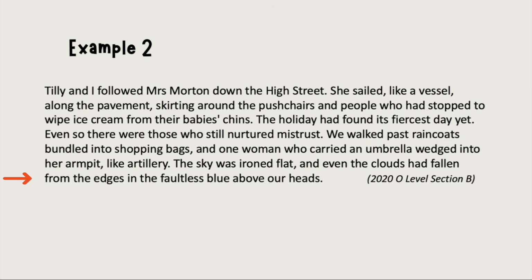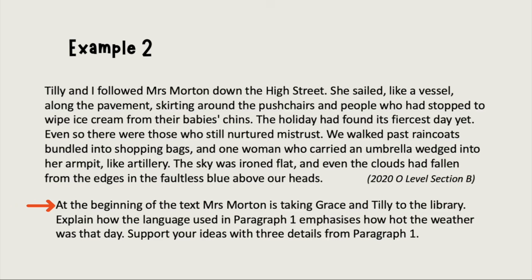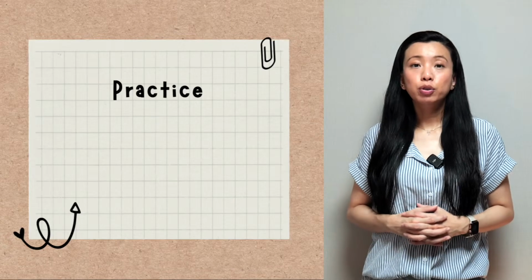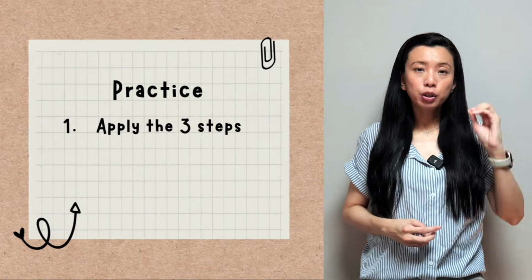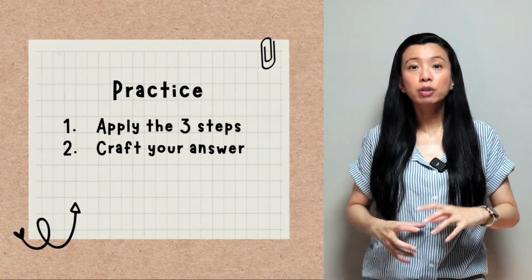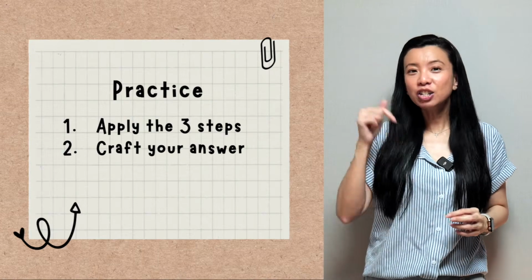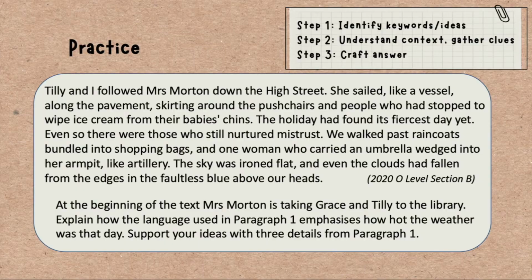And the question is, at the beginning of the text, Mrs. Morton is taking Grace and Tilly to the library. Explain how the language used in paragraph 1 emphasizes how hot the weather was that day. Support your ideas with 3 details from paragraph 1. So what I would like you to do right now is pause this video, try to answer the question using the 3 steps that we have just talked about to craft your answer, and then share your answers in the comment box below.